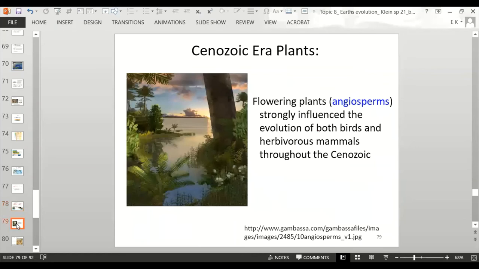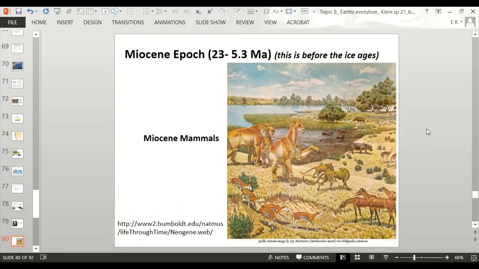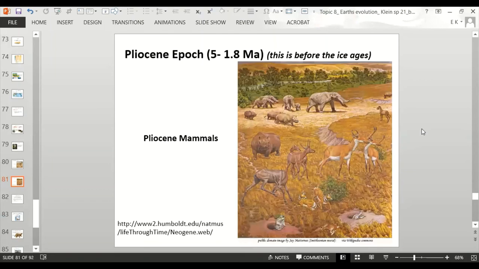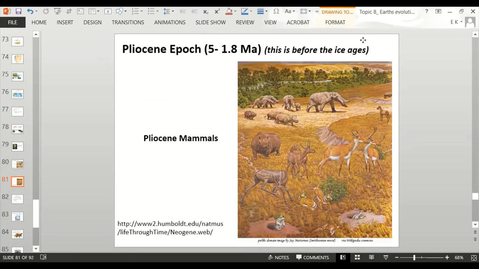So what about plants? Flowering plants strongly influence the evolution of both birds and herbivorous mammals throughout the Cenozoic. So this is a mural that shows animals during the Miocene, which is 23 to 5.3 million years ago. So this is before the ice ages happened, and these are Miocene mammals. So you can look that over. And then we have a Pliocene epoch, which is also before the ice ages. So these are Pliocene mammals.